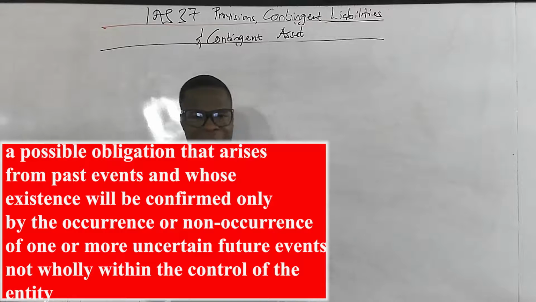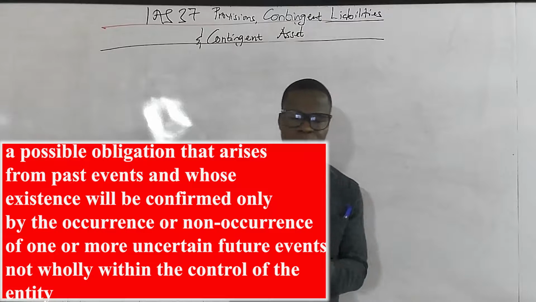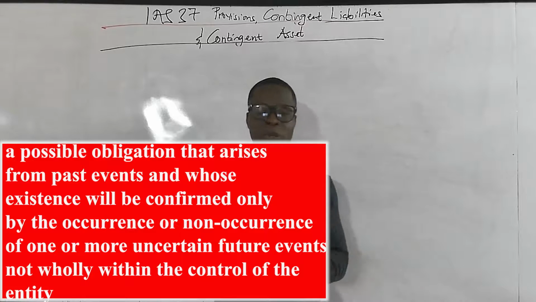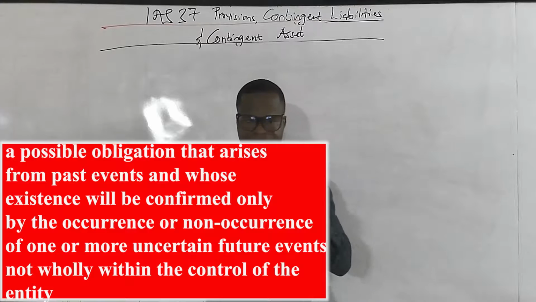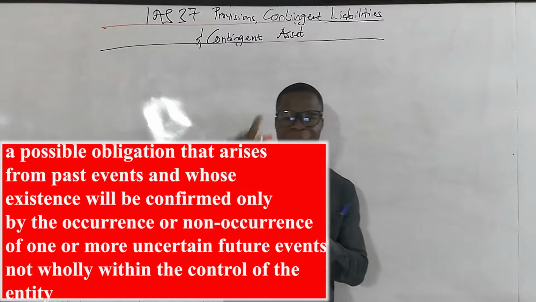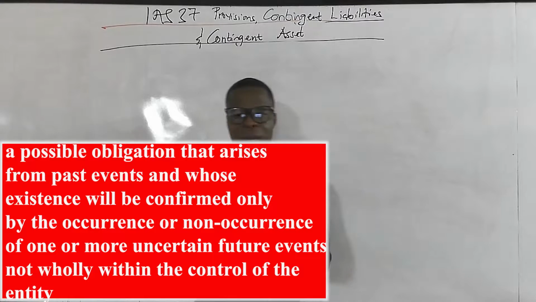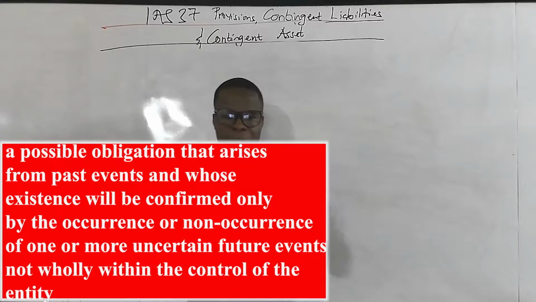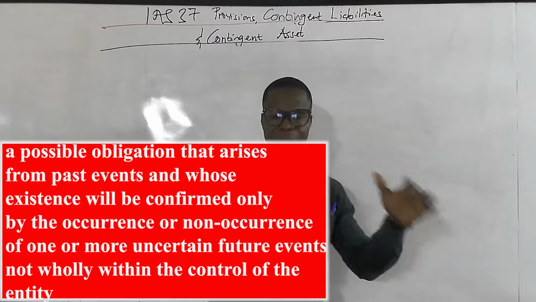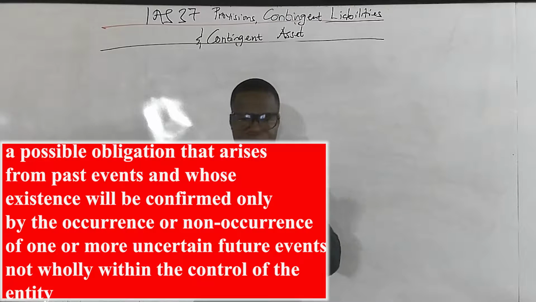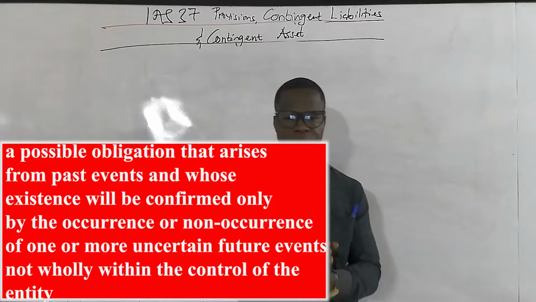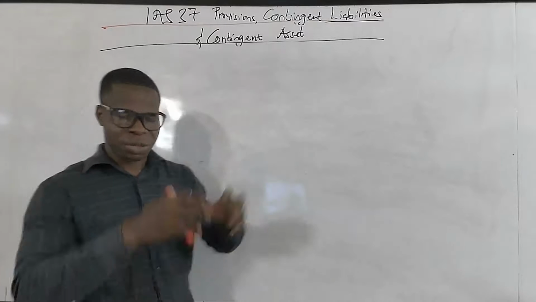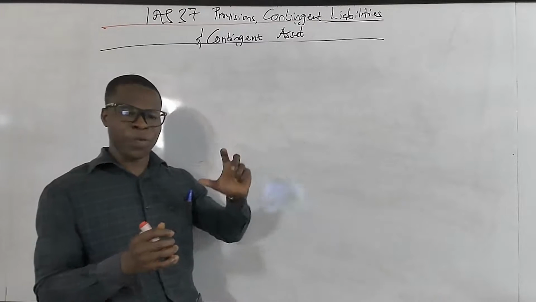So basically, we are saying that contingent liabilities are possible liabilities resulting as a result of what? A past event, whose existence can only be confirmed by the occurrence or non-occurrence of an uncertain future event, which is not within the control of the entity. Basically, what we are saying is that contingent liabilities are those liabilities that do not meet the provisions criteria.